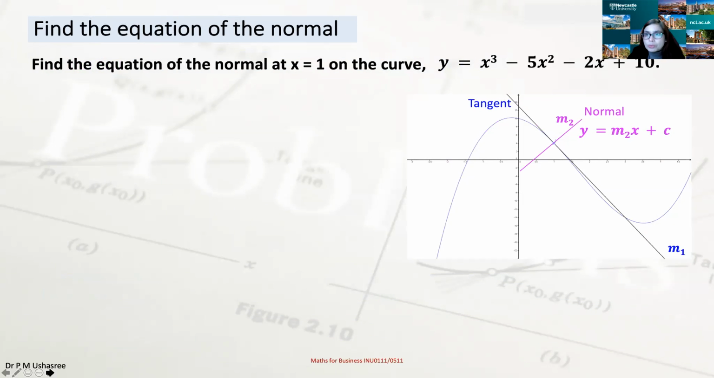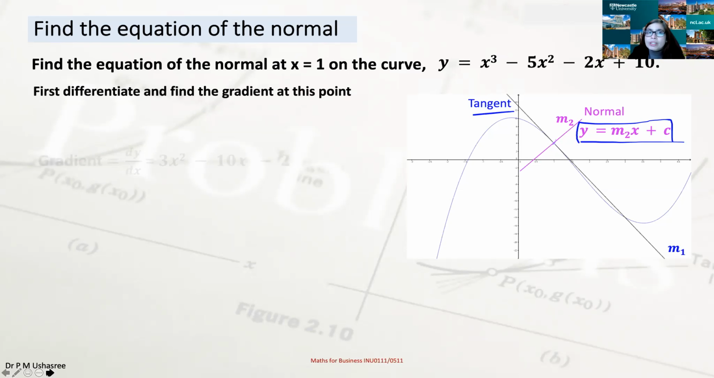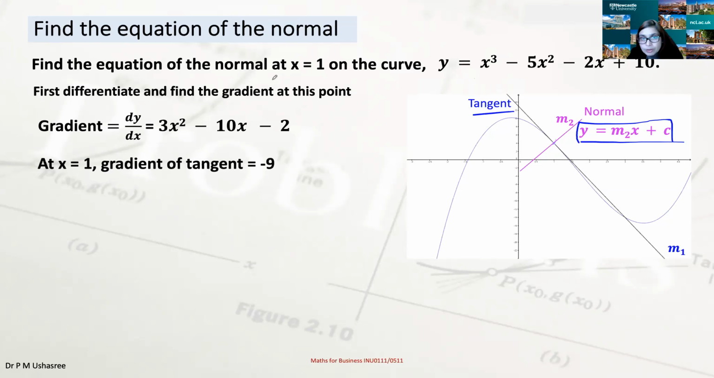So we can find m2, the slope, because we know how to find the slope of the tangent. First let's find the slope of the tangent. First differentiate to get the gradient at this point, and then substitute the point x is equal to 1 there. So you put 3 minus 10, because 10 times 1 is 10, minus 2, which is nothing but minus 9. So that is the gradient of the tangent.